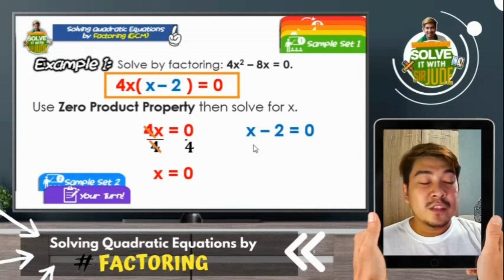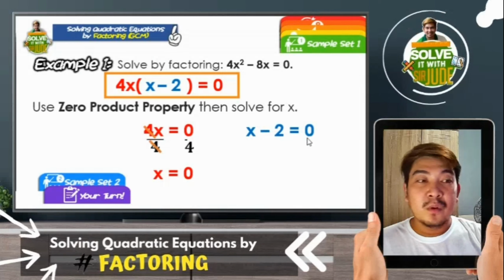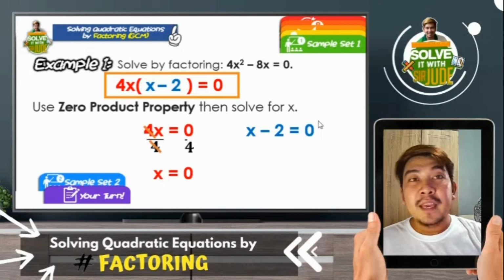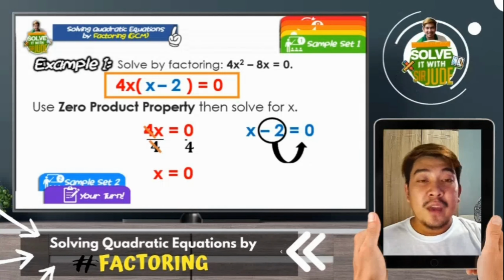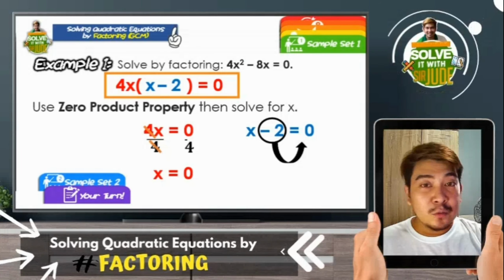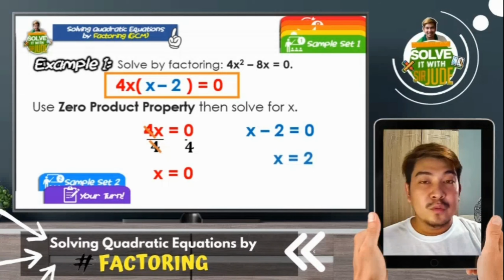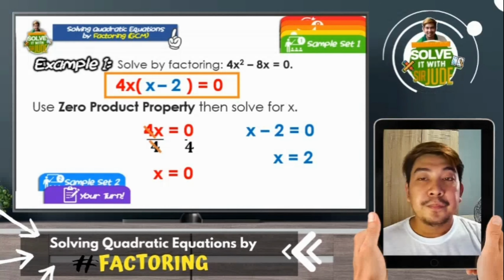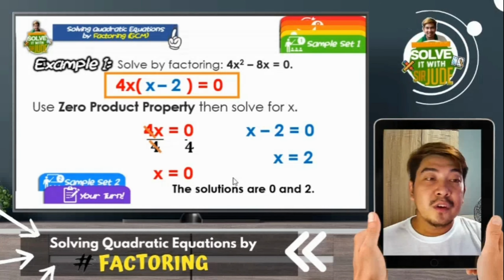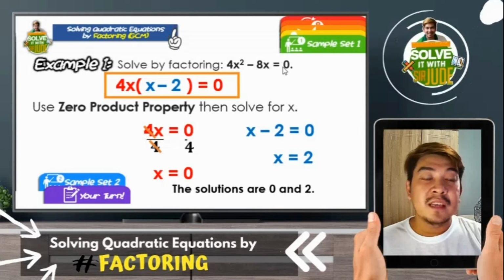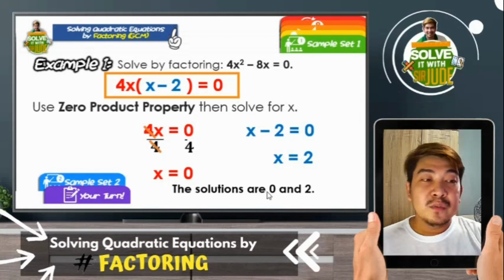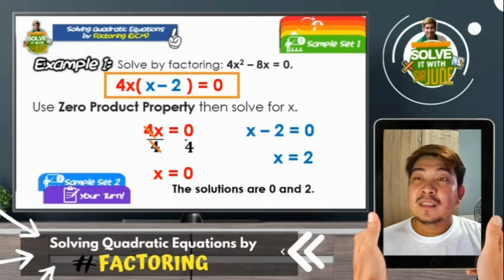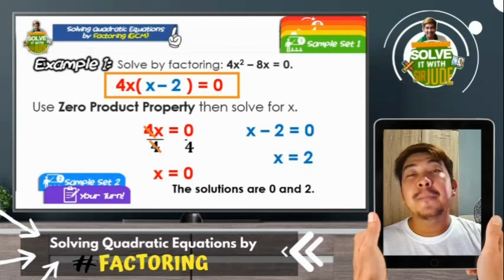And then the other equation given by x minus 2 is equal to 0, if we are going to transpose negative 2 to the other side, or by applying the addition property, the value of x will now be equal to positive 2. So remember that when we are transferring terms, nagbabago tayo ng sign. So therefore, the solutions of this equation, 4x squared minus 8x is equal to 0, is given by the solutions 0 and 2. So that is factoring using GCMF.